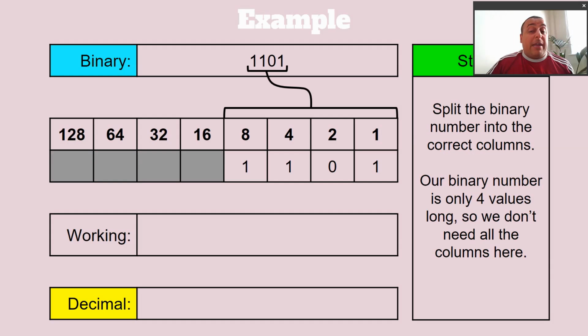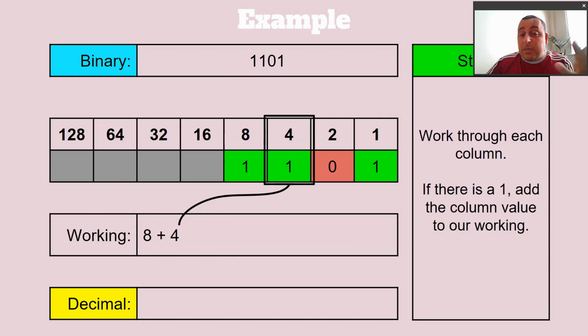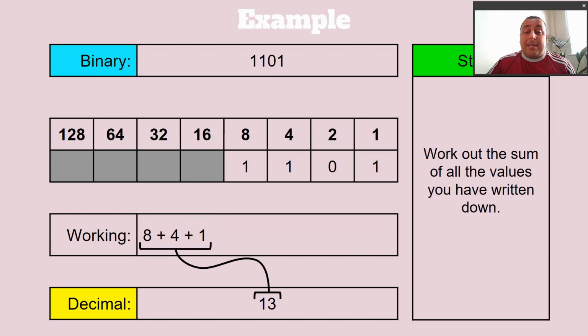And this is just how we figure it out. If there's a 1 underneath a column, you count it. As soon as you see another 1, you count that. But that 0 underneath the 2's column, we don't count that one there. We just go straight to the 1, and that gives us our decimal number of 13. So in this example, the binary number 1101 gives us the decimal number 13.